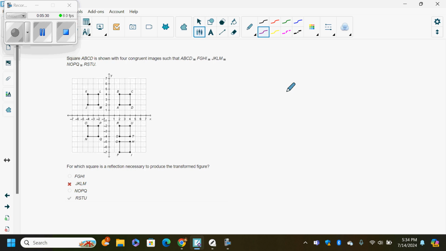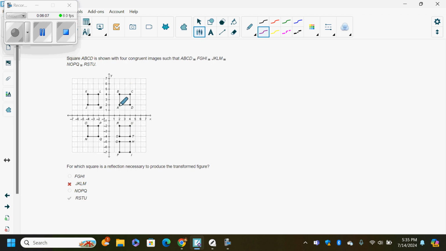All right, square ABCD is shown with 4 congruent images such that ABCD is congruent to FGHI, which is congruent to all of them. Basically, all of them are congruent to each other. For which square is a reflection necessary to produce the transformed figure? So ABCD is right here. If it was reflected, it would match M, and A would match M, which is not true. A matches F. So that one would not be correct.